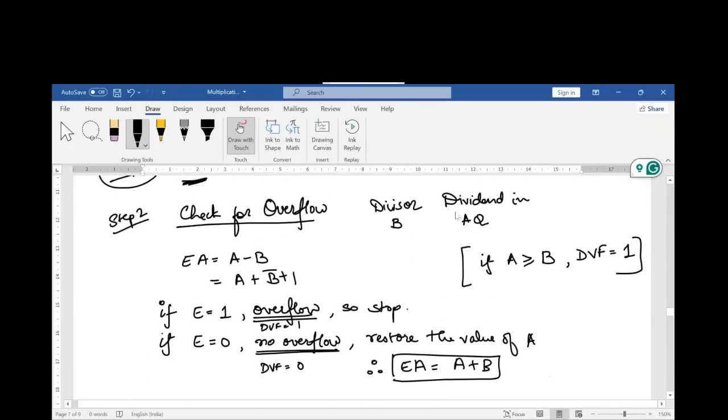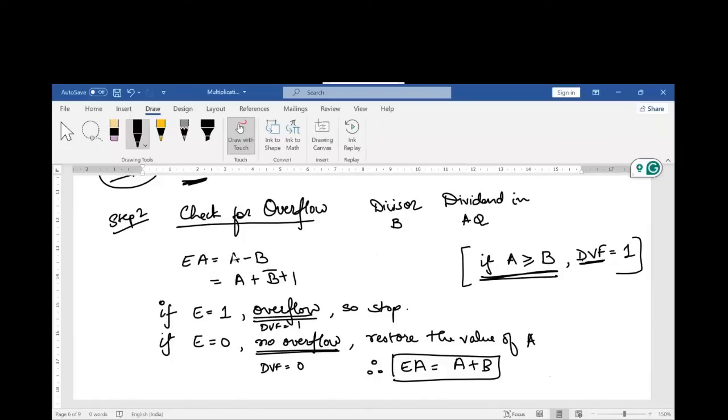Now this is your shortcut method. Just by looking at this A greater than or equal to B, you will get to know whether there is an overflow or not. So if there is an overflow, don't move ahead, stop over there, just mention that DVF, division overflow flag, is equal to 1. Okay, but you have to show this overflow checking procedure in your example. How would you do that? You simply perform A minus B. Okay, this is a step which you need to do.